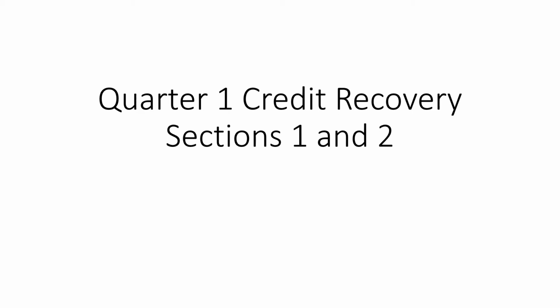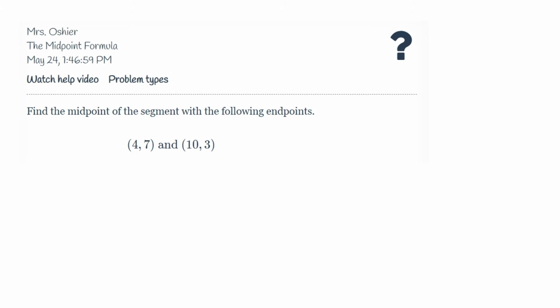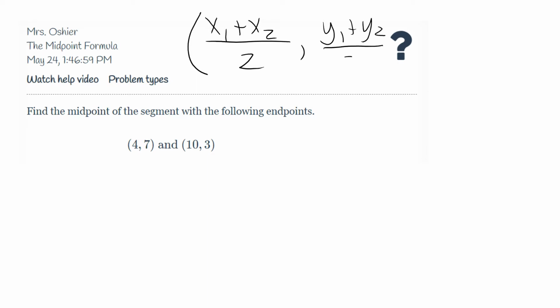Okay, so this is for the Q1 credit recovery assignment, the first two sections. The first section is on midpoint formula. The first thing you need to know is what that formula is. So this formula is when you add x1 and x2 divided by 2, and then add y1 and y2 and divide it by 2. This finds the center of a segment.